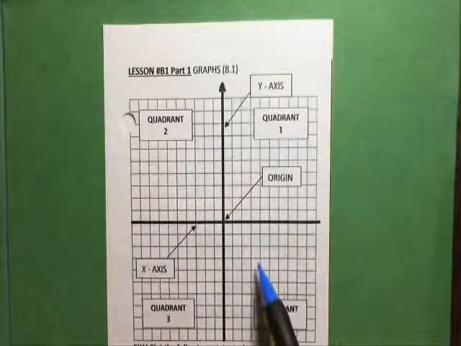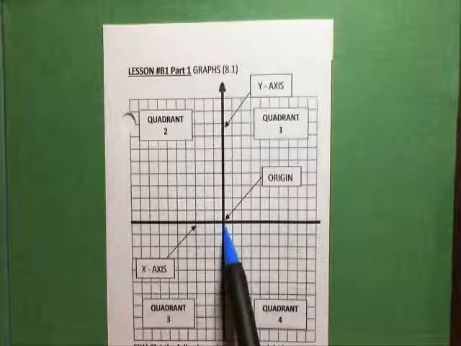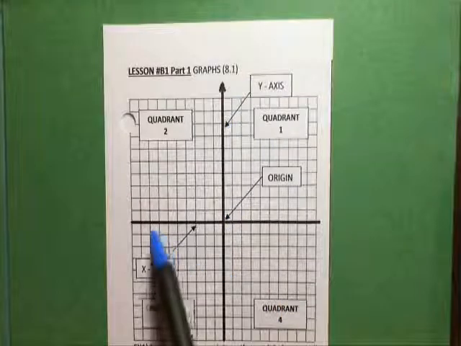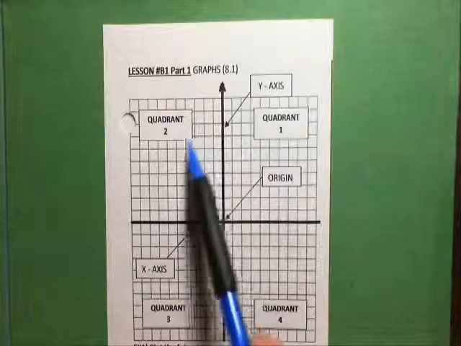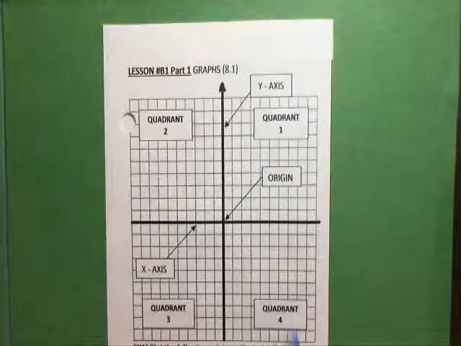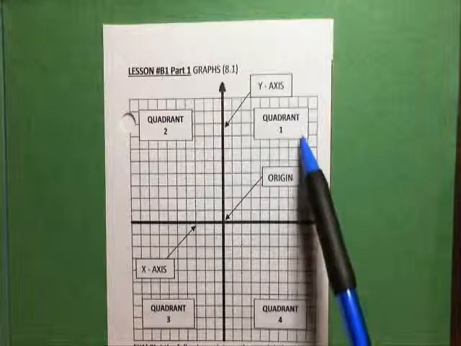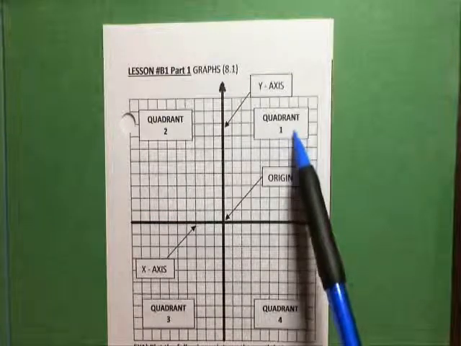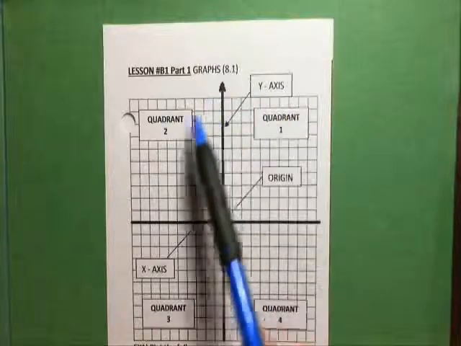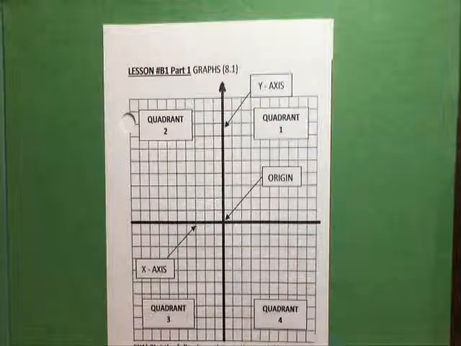This is a coordinate plane. This is the origin. This is the y-axis. This is the x-axis. Quadrant 1, 2, 3, and 4. The best way to remember the quadrants is that they go counterclockwise, starting from 1 here. So 1, 2, 3, and 4.